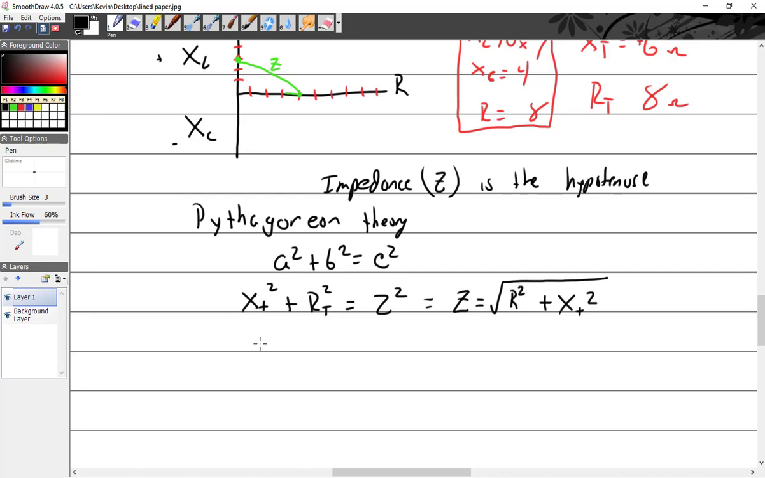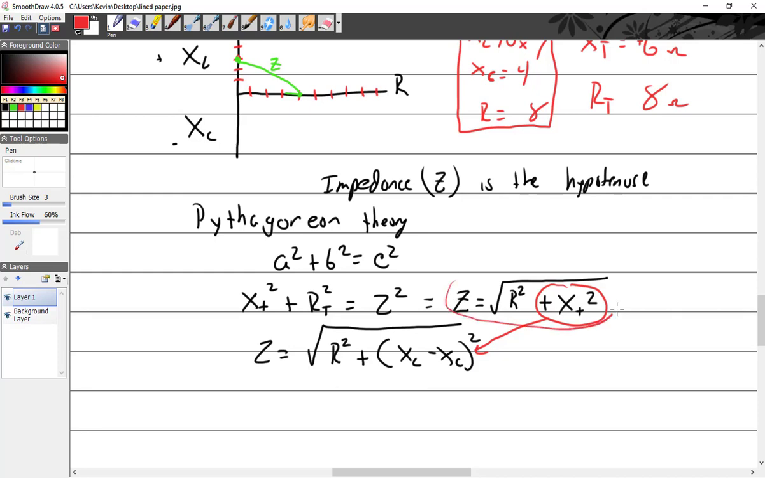Or z equals the square root of r squared plus x of L minus x of C squared. What I did is I just took this right here and expanded it out, because x total is x of L minus x of C. All right, so these are the same formula. So you're going to want this formula or this formula. I'm going to kind of do it my way. I'll show you how I like to do it. So, let's figure it out.